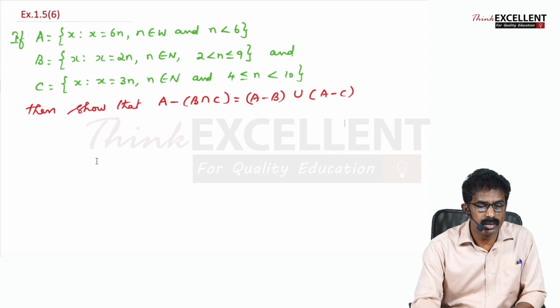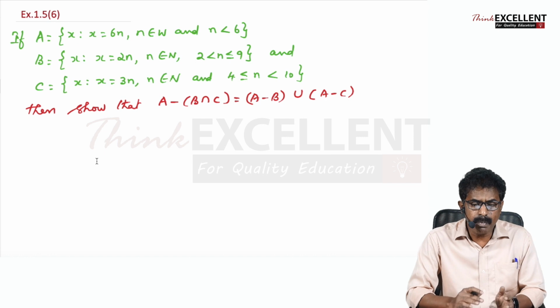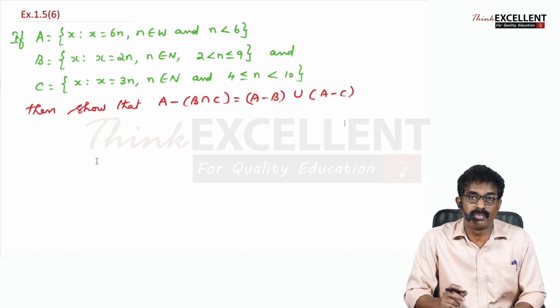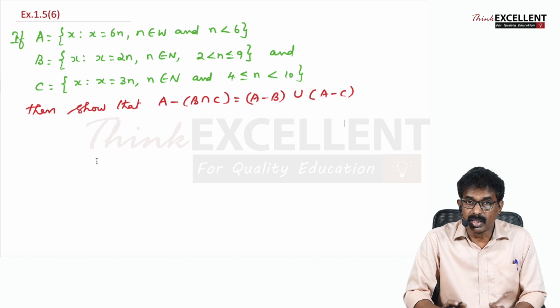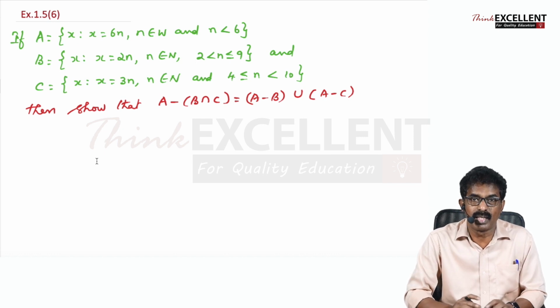Look at this question. Show that, see the last line: A minus (B intersection C) equals (A minus B) union (A minus C). This is one of the De Morgan laws of set difference, on 3 sets. Here they asked to show this one, so both LHS and RHS must be the same. If they are different, you would have made some mistake, and you have to check it again.